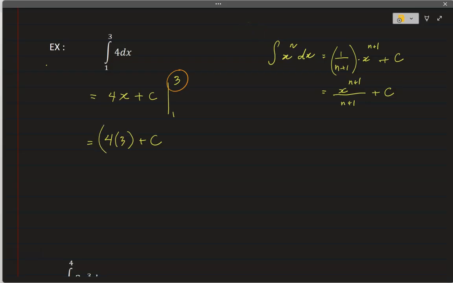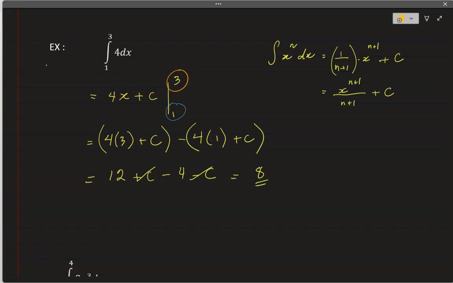And then whatever we get, we have to subtract away. Now we're going to use the lower bound times 1 plus c. When you do the math on that, you get 12 plus c minus 4 minus c. Notice that c and minus c become 0, and then 12 minus 4 is 8. So that's the value of this integration.